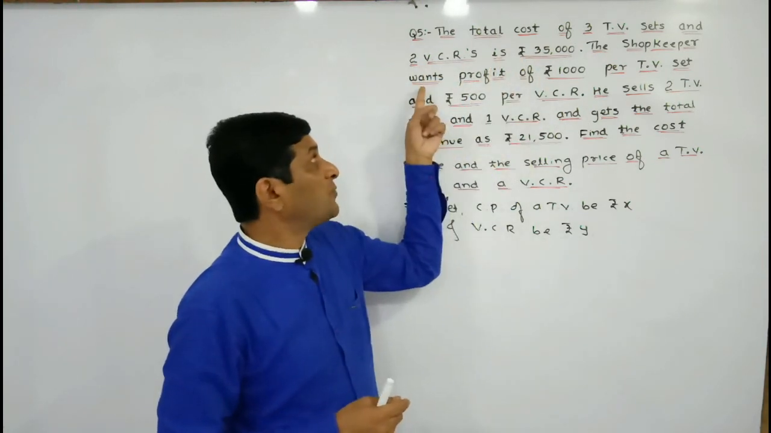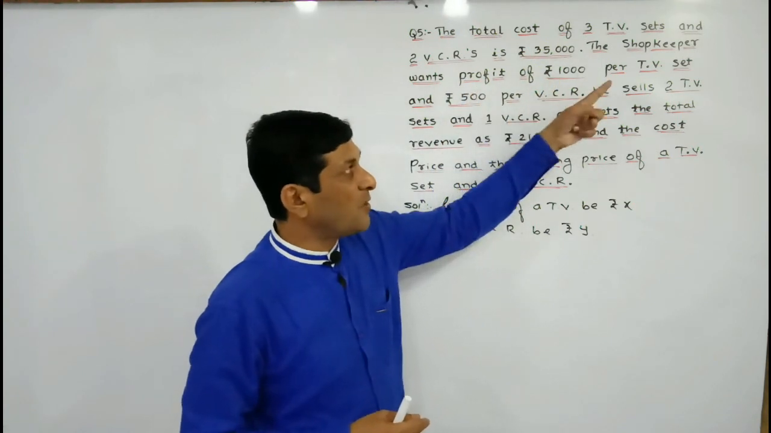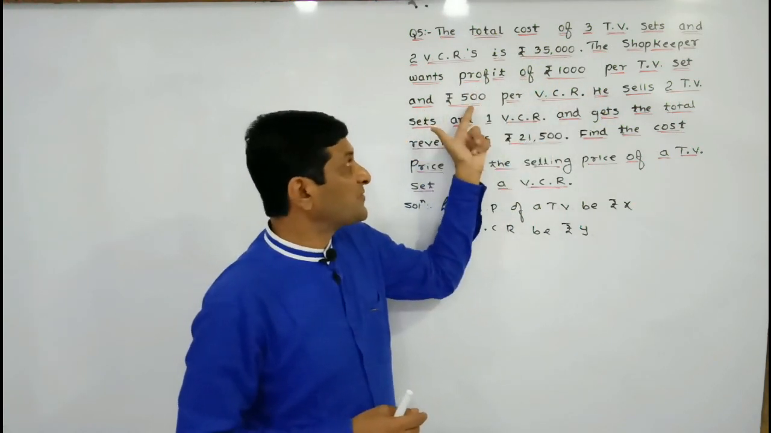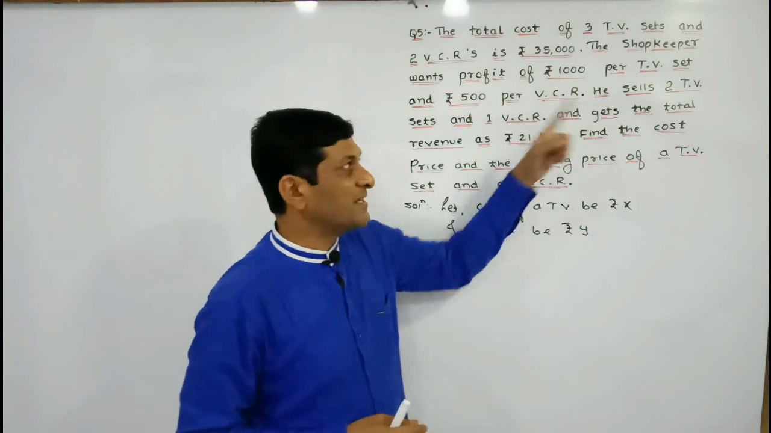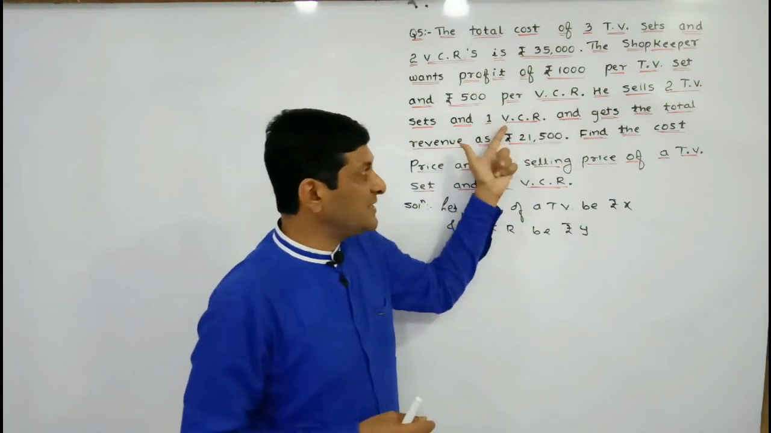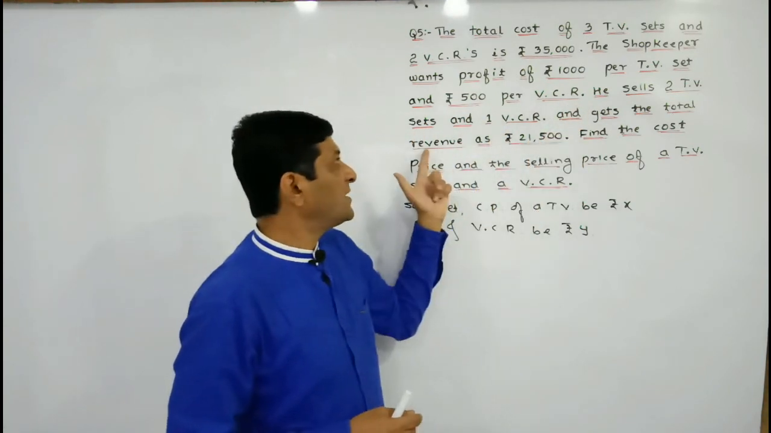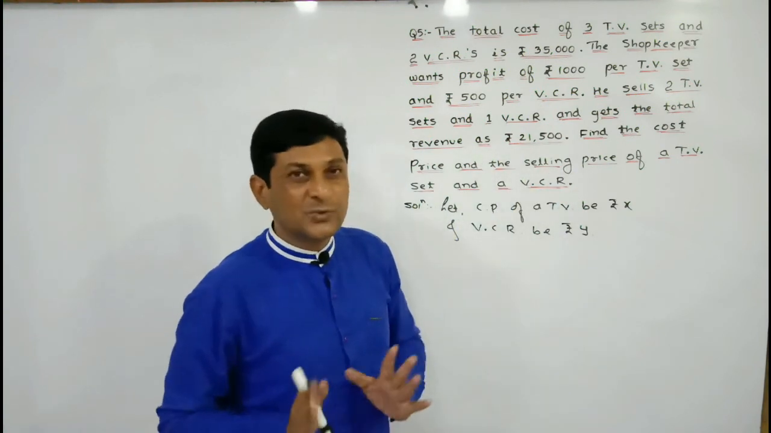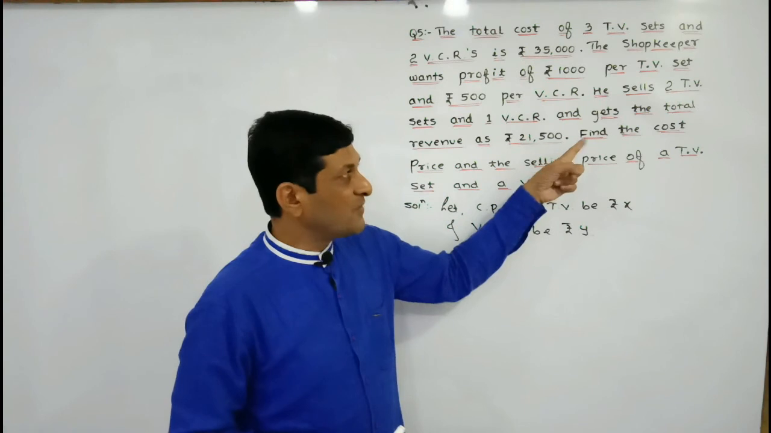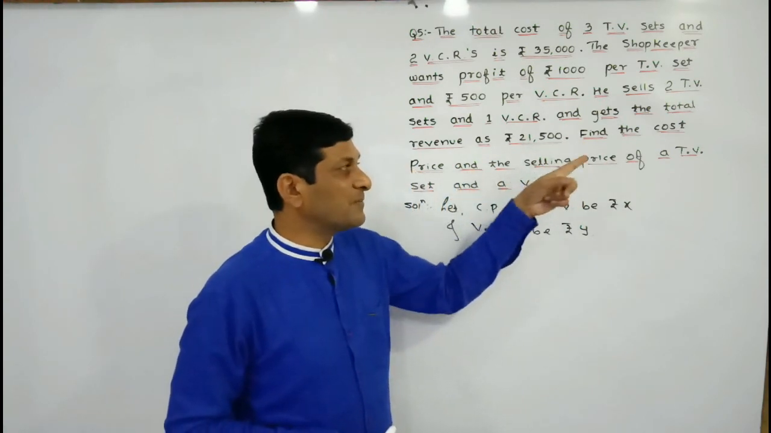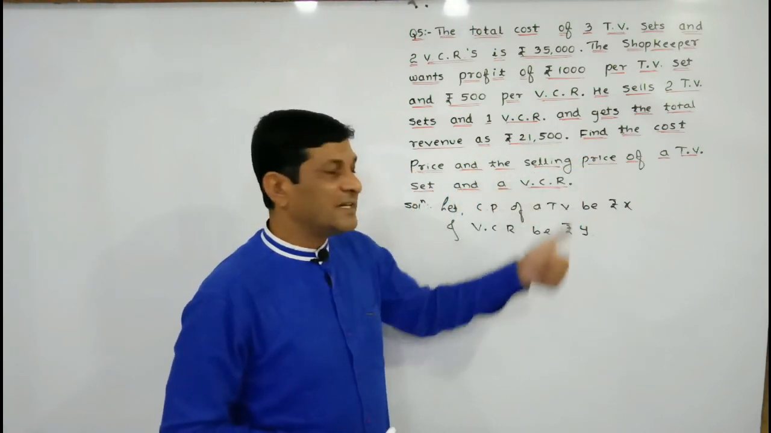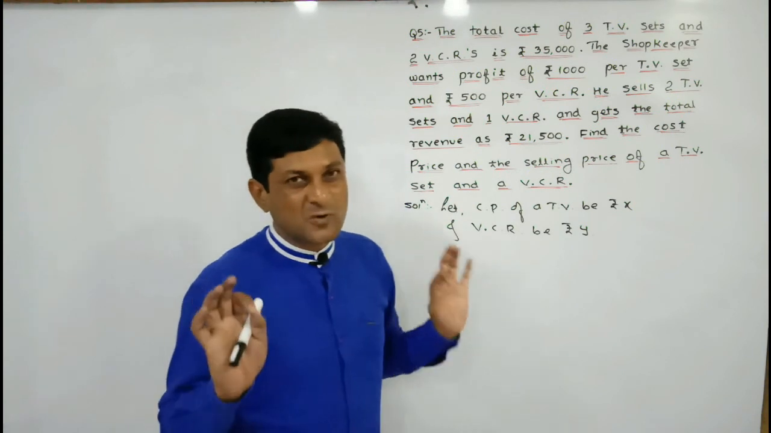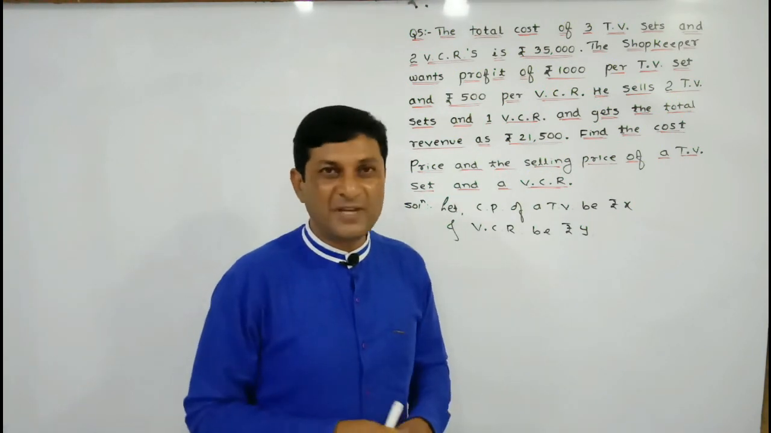The shopkeeper wants profit of rupees 1,000 on TV and rupees 500 per VCR. He sells 2 TVs and 1 VCR and gets a total revenue of rupees 21,500. Using all these conditions, what we have to find out? Find the cost price and selling price of a TV set and a VCR. So we have to find out cost price and selling price of TV and VCR here.